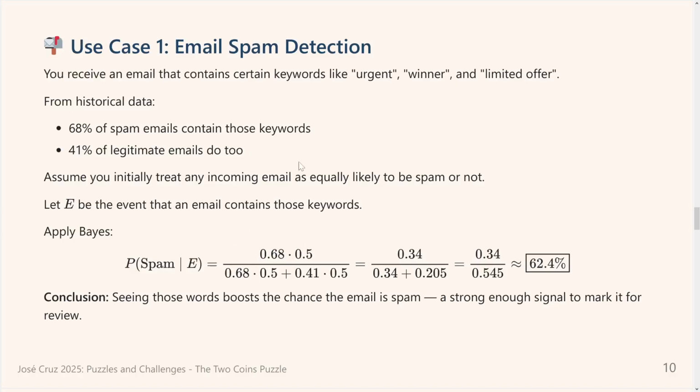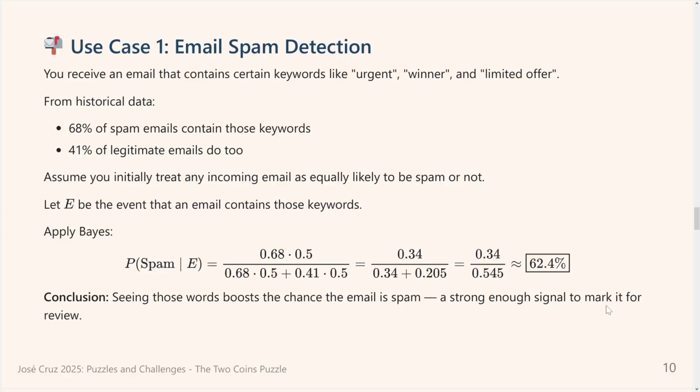Using the formula, I have this 68, this is my prior knowledge, 50 here. You can see these numbers are all taken from here. When you apply the formula, you see there is a 62% probability of being spam. Conclusion: seeing these words boosts the chance the email is spam, a strong enough sum to mark it for review. Maybe you say, okay, 62%, I'm not sure, but it has a high probability, so let's review it.